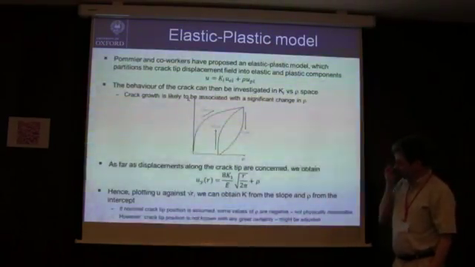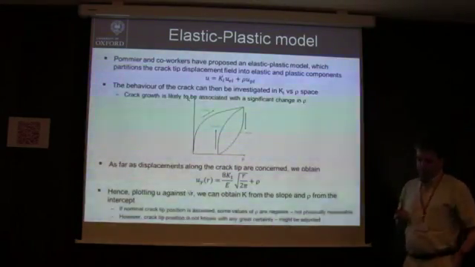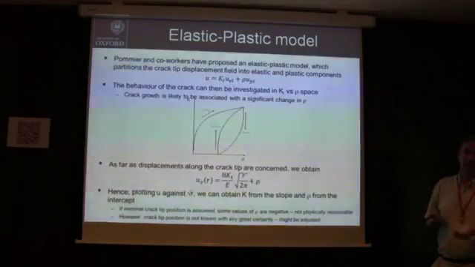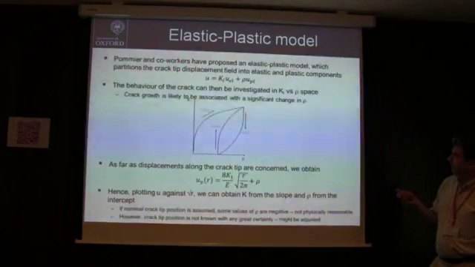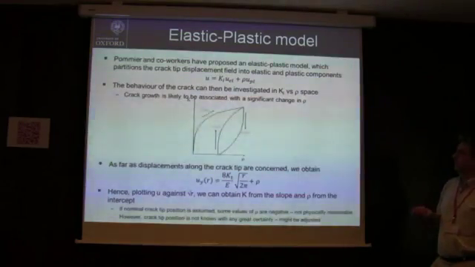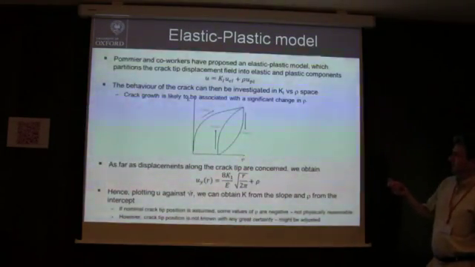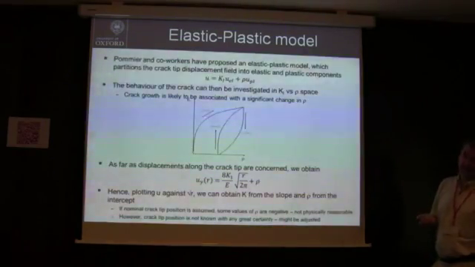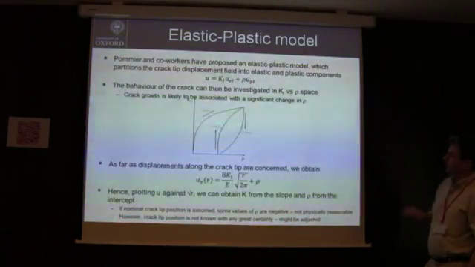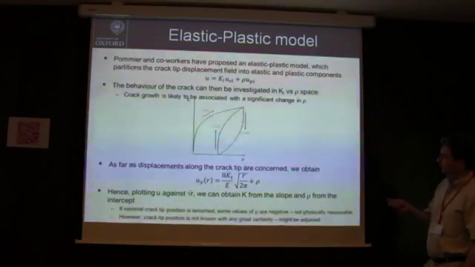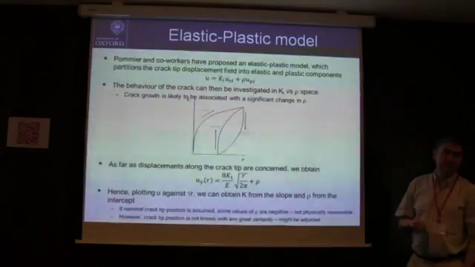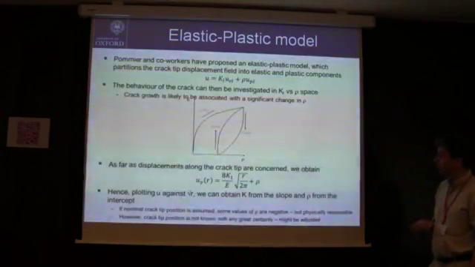We did think of a more sophisticated model, and the one that we went to is one that was proposed by Sylvie Pommier and her co-workers, where you partition the displacement field into a conventional elastic term and a plastic term. Sylvie says you have your K1, which is the scaling factor for the elastic, and you have something called rho, which is the scaling factor for the plastic field, and essentially this is a sort of crack tip opening displacement or something of that sort.